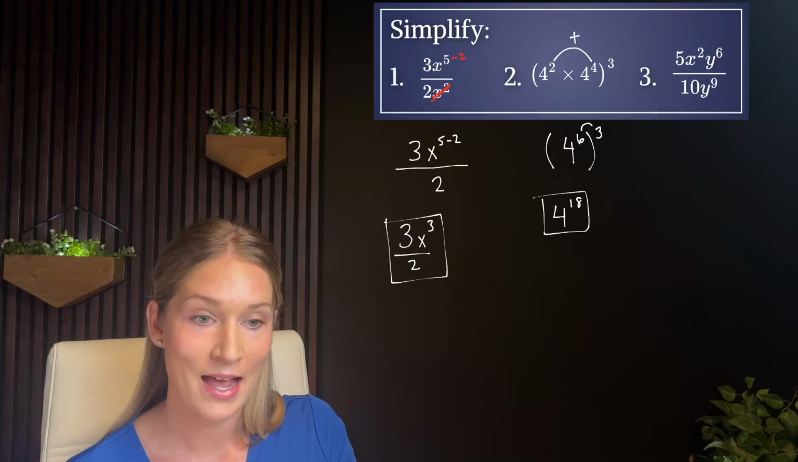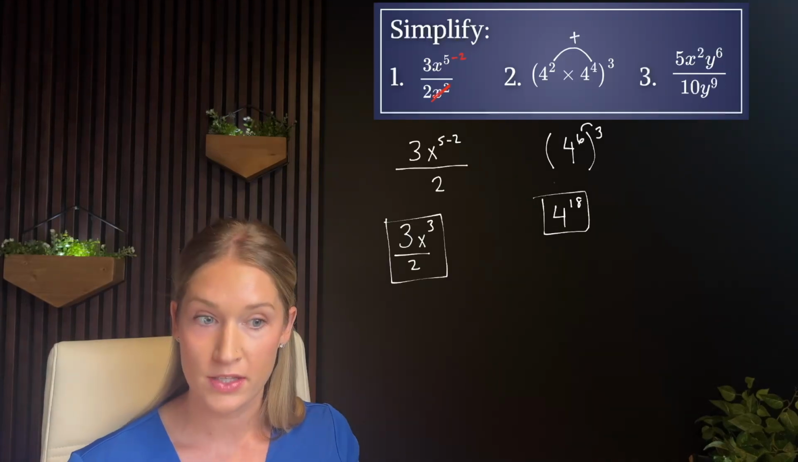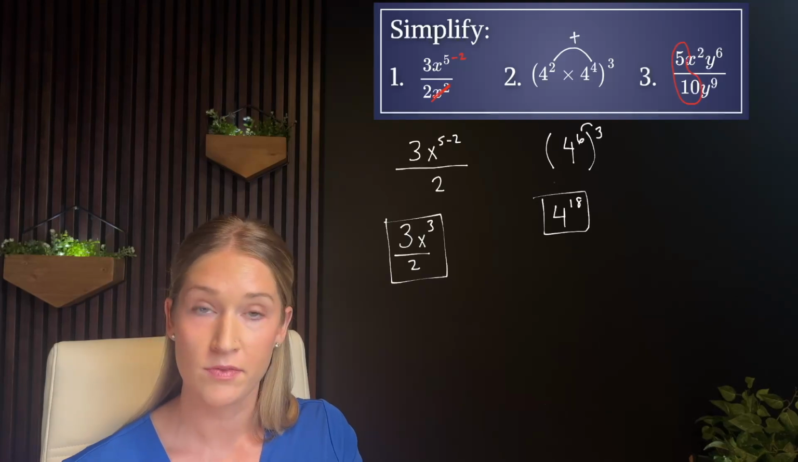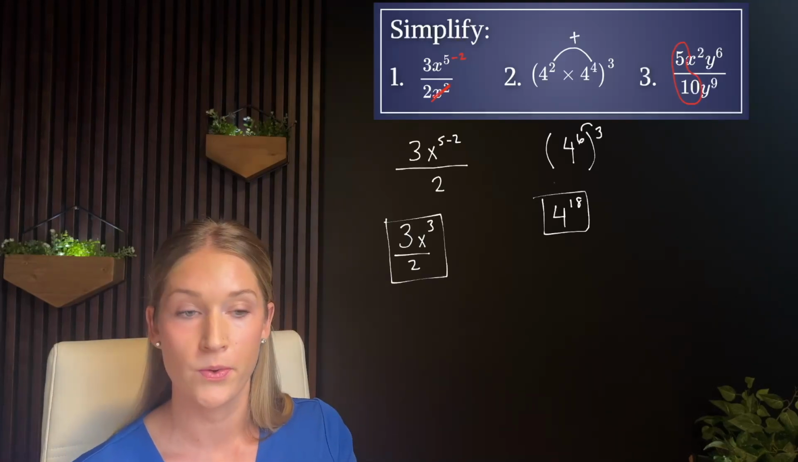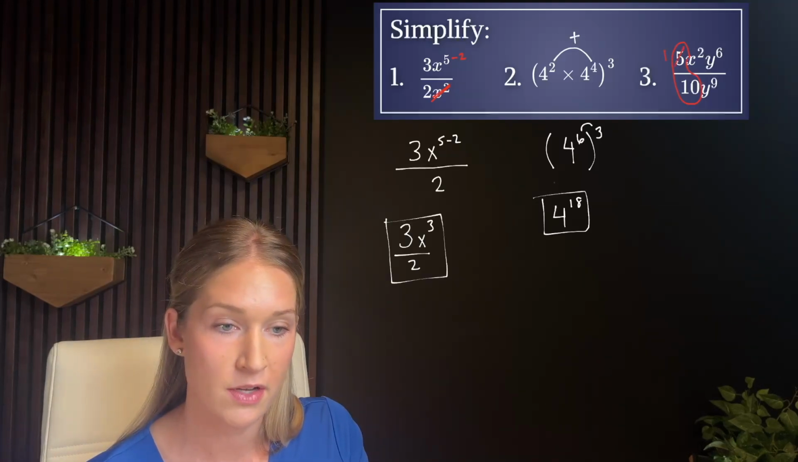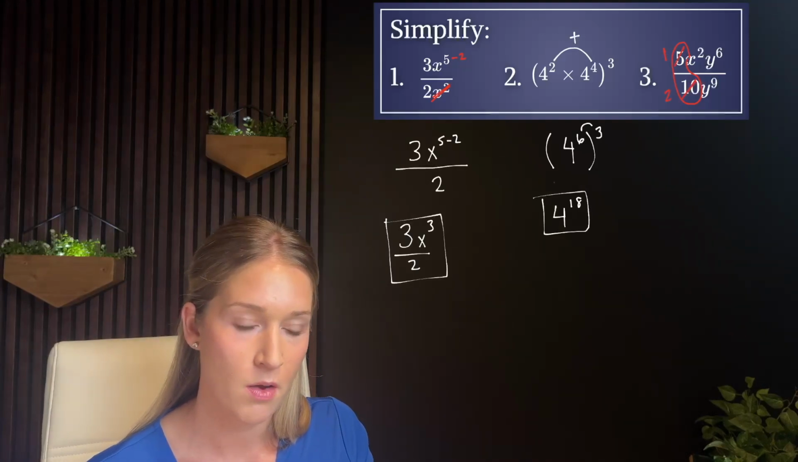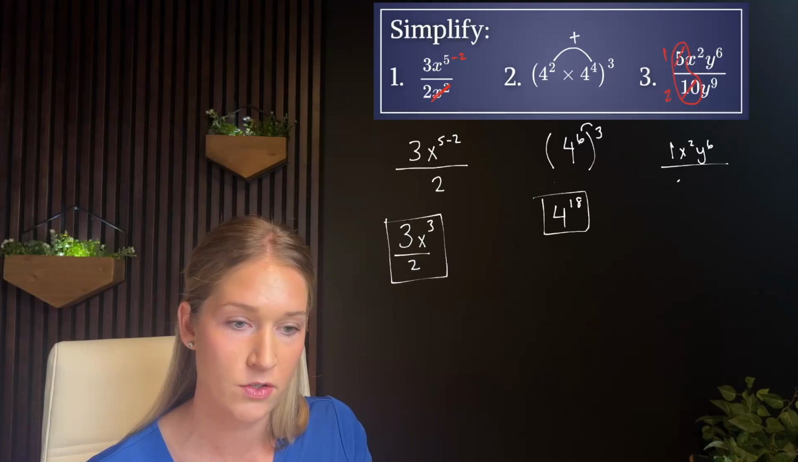And then last, I'm going to look at the coefficients. I see 5 and 10, and I can reduce these just like I would if they were in their own fraction. So 5 will reduce down to a 1, and 10 will reduce down to a 2. So I've got 1x squared y to the 6 in the numerator, and in the denominator, 2y to the 9th.